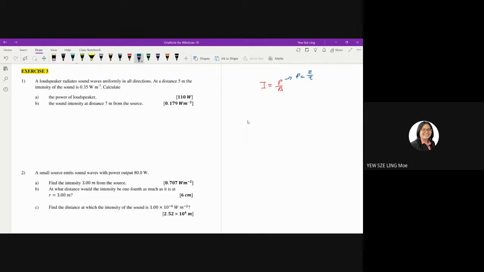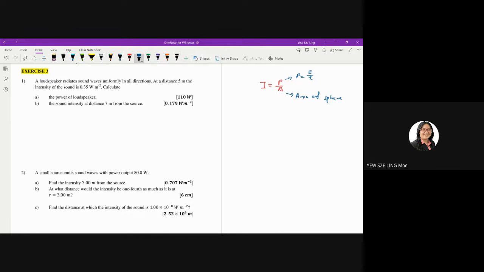So I equals P over A, and P is the power. A, you have to be careful. There are two different A in these equations, in this chapter. One is amplitude, but this A is not amplitude. It is area. Area of what? Area of sphere.